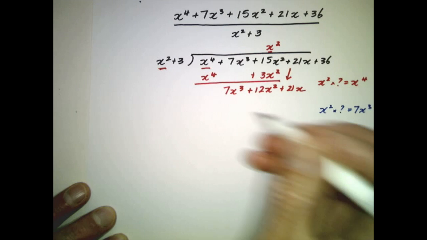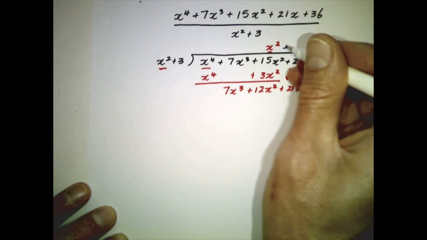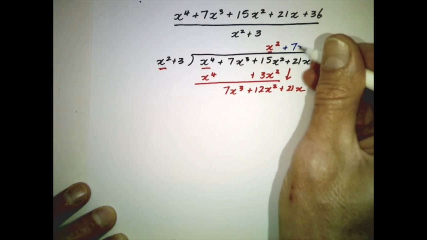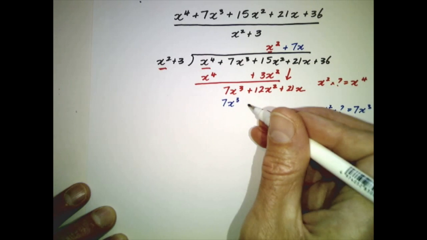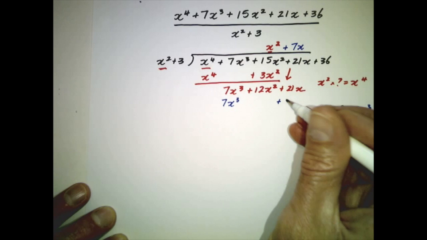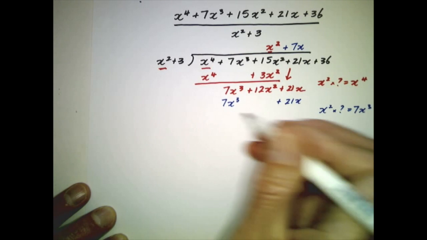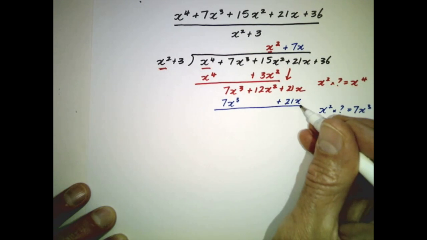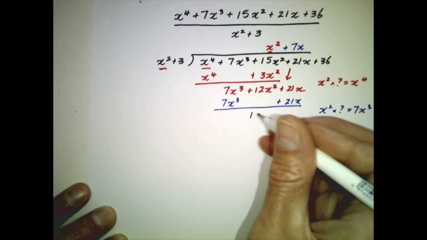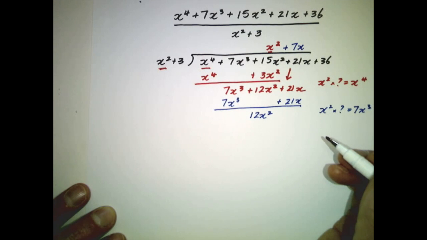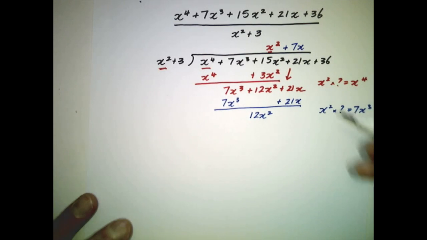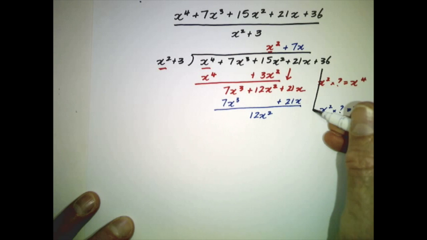And the answer to that is 7x. We place that above the dividend, and we multiply the 7x by both parts of our original divisor to get 7x cubed, and 3 times 7x is 21x. Again, we perform a subtraction, and we're left with 12x squared, and we bring down the positive 36 for the next part of our division process.